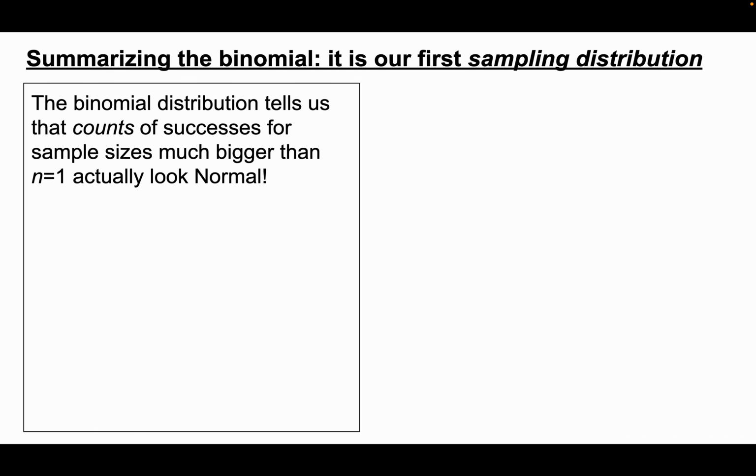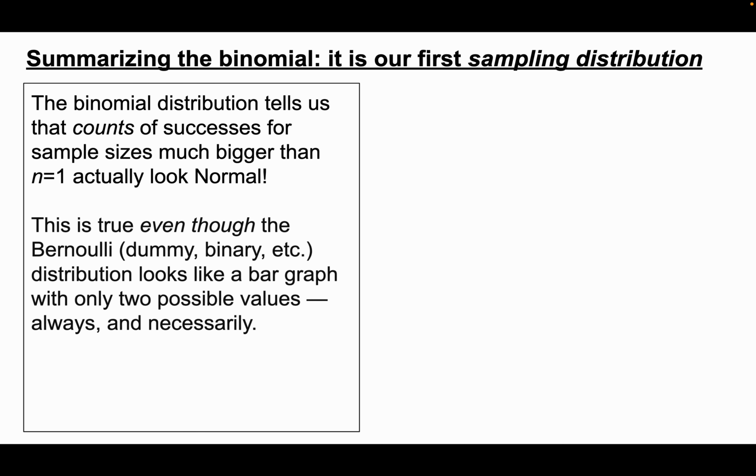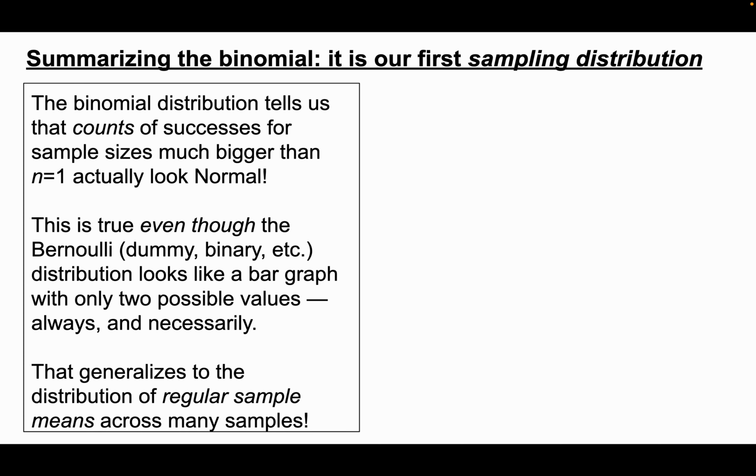So let's review the binomial briefly. The binomial distribution tells us that counts of successes for sample sizes larger than n equal to 1 actually look normal. And that's true even though the Bernoulli, or the dummy, or binary, they all mean the same thing here, distribution looks like a bar graph with only 2 possible values, and that's always true necessarily. And this generalizes to the distribution of regular sample means across many samples.